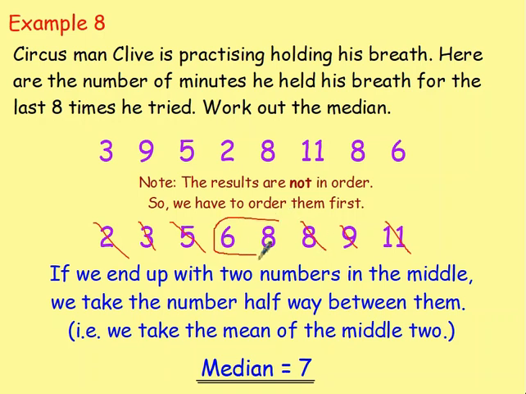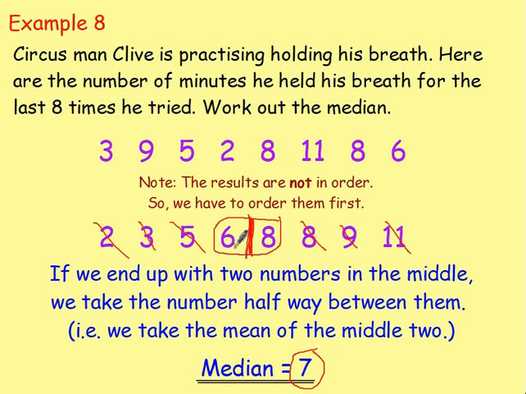And you see that there's 2 numbers in the middle. I'm sure you know by now what you do if you have 2 numbers in the middle. You take the value that's halfway between them. You do indeed, yes. You think what's halfway between 6 and 8? It is 7! So 7 would be the median.